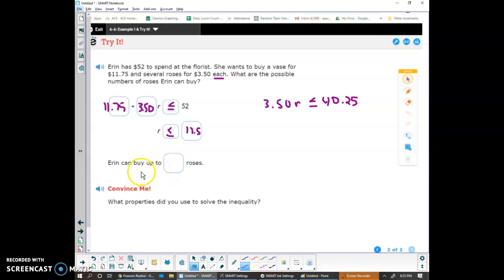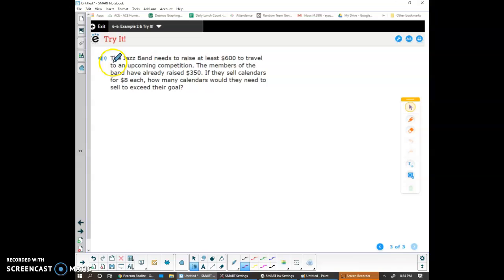So, how many roses can she buy? She can buy up to, do you round that up to 12 roses? If you round it up to 12, she won't have enough money. So you want to actually make that into 11 roses so she does have enough money. Okay, so you don't want to increase it because that would mean that she would be over $52, because you increase the number that you got, which is 11.5. So you actually want to decrease it. All right, let's look at the next word problem here.